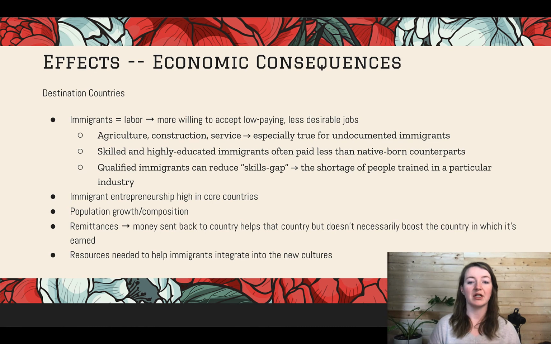It helps the country that it's sent back to, but it doesn't necessarily boost the country in which that money is earned because it's no longer there. It's being sent away. And we also see that a lot of resources may go to helping immigrants integrate into the new culture. So we might have citizenship classes, we may have language classes. Sometimes this is paid for by funds that could otherwise go elsewhere.